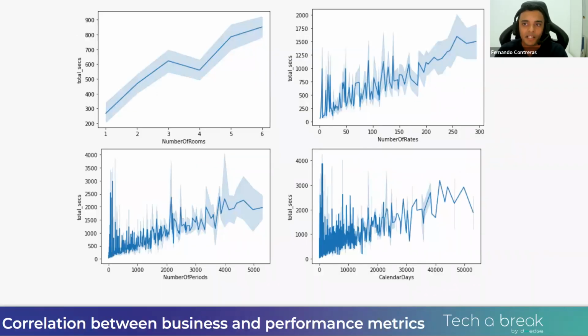Here you can see an example of the correlation between the business metrics of inventory updates, which are the number of rooms, number of rates, number of periods, and calendar dates. And you can see how there is an increasing trend, which means that the more entities you have in the updates, the more computing time the system will spend, which is completely logical.